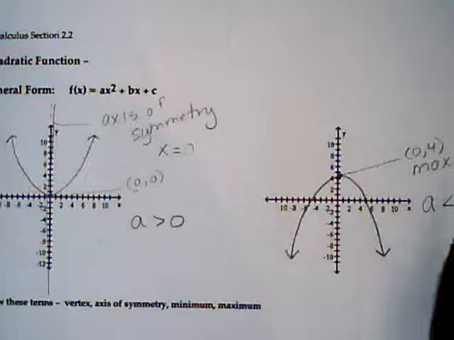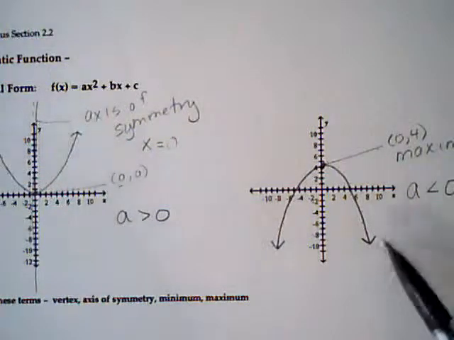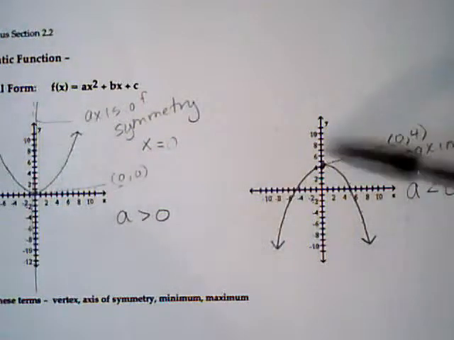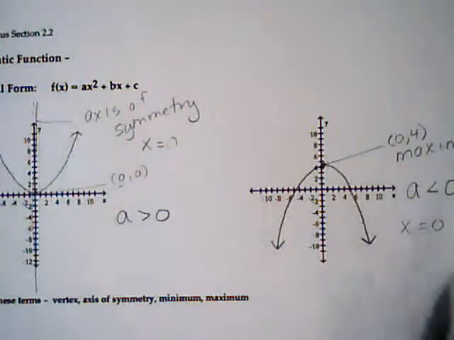And then here also we said we have our vertex, and the axis of symmetry would still be the y-axis here, and it would be the line x is equal to 0 again. So just make sure that you're familiar with the terminology. You'll have some questions in the homework that may ask you for different parts of the graph. Okay, let's look at the next example.